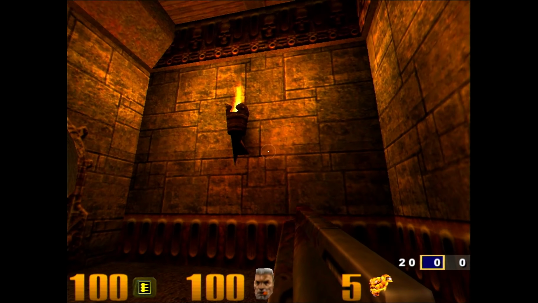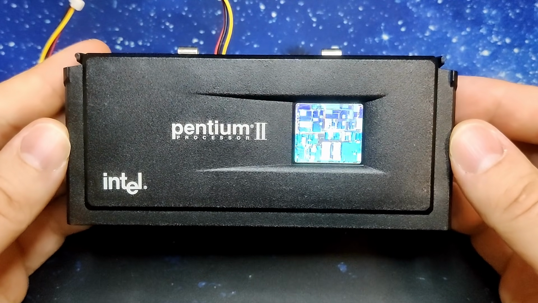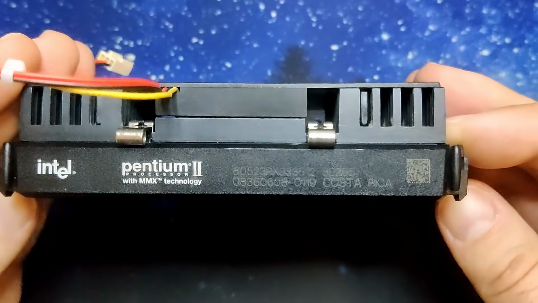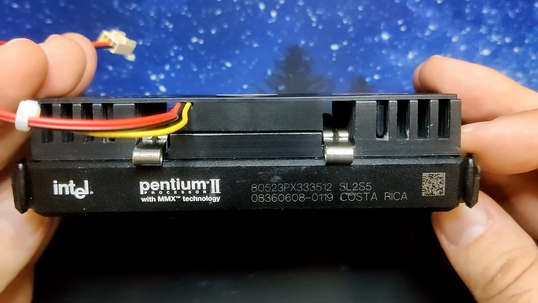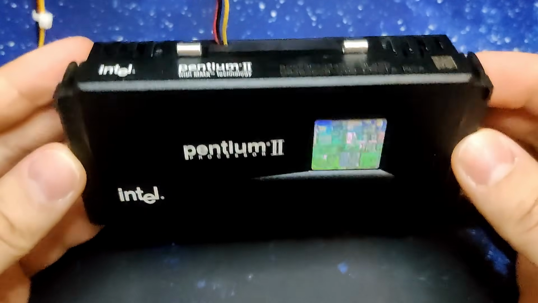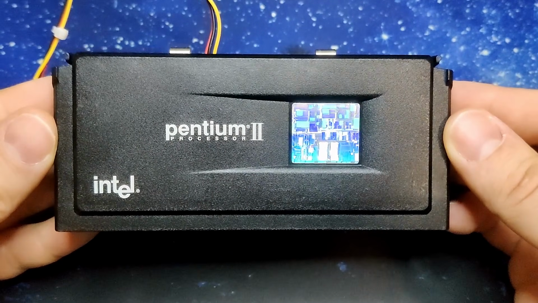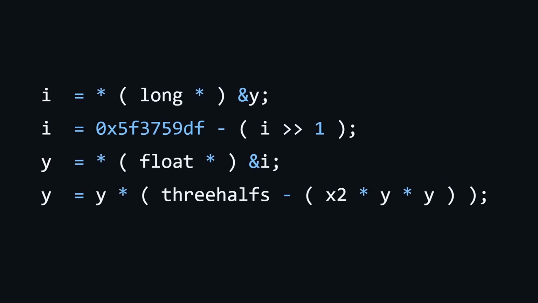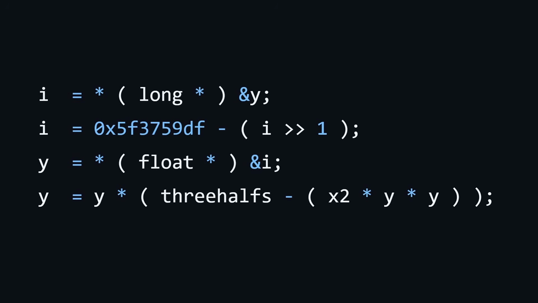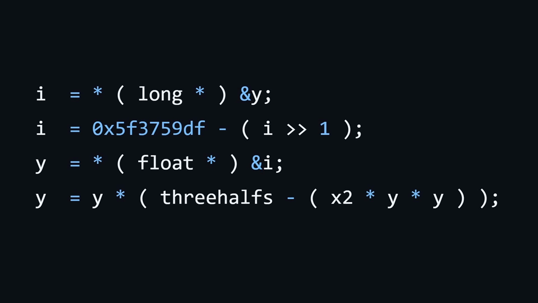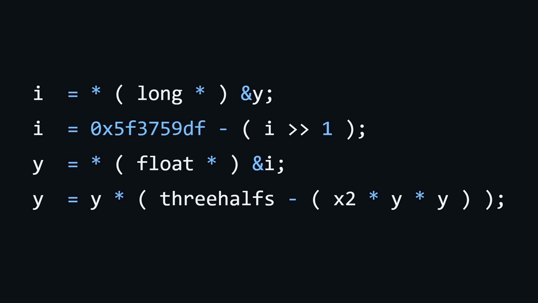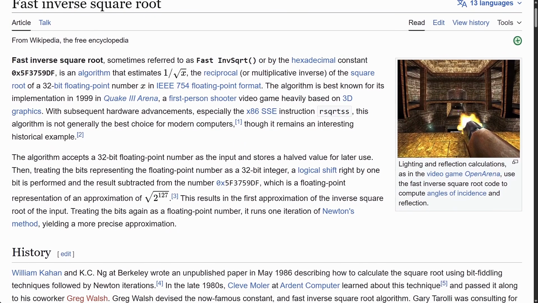Calculating a square root on a microprocessor from the 90s takes many compute cycles. And if you need to do this thousands of times per frame, well, you can kiss those 60 frames per second goodbye. So developers needed a cheat code, something to bend the laws of mathematics. And this is what the fast inverse square root function is all about.